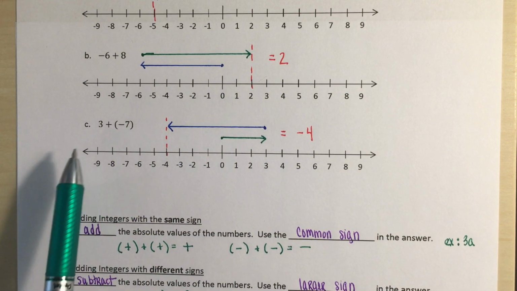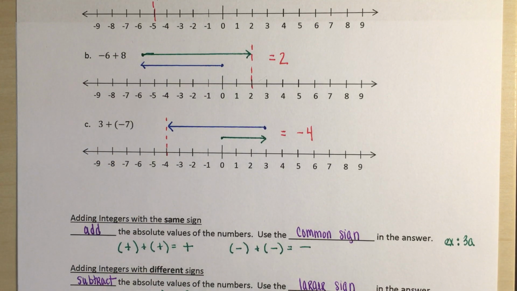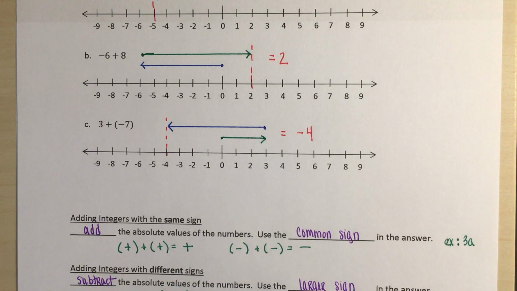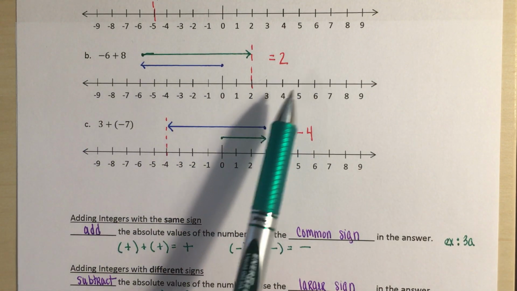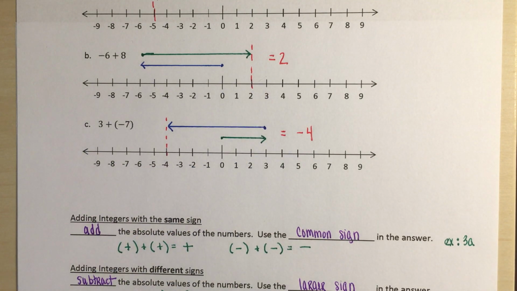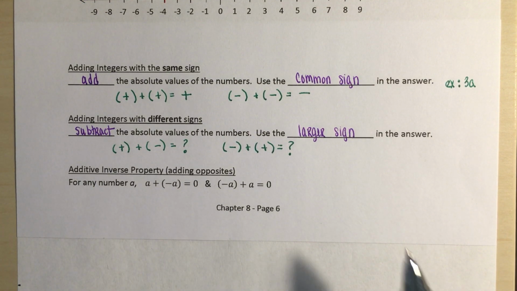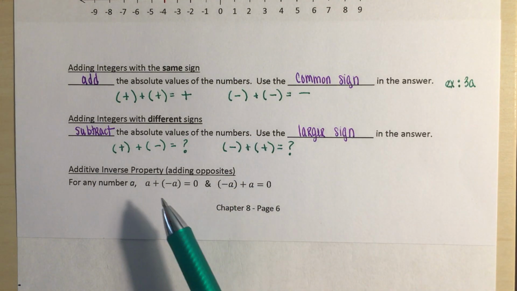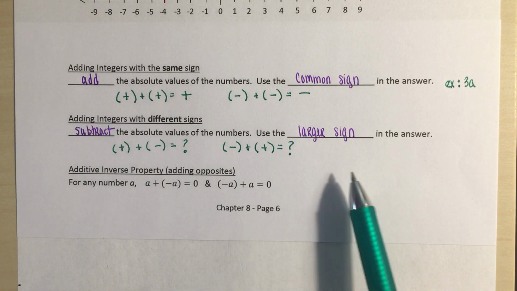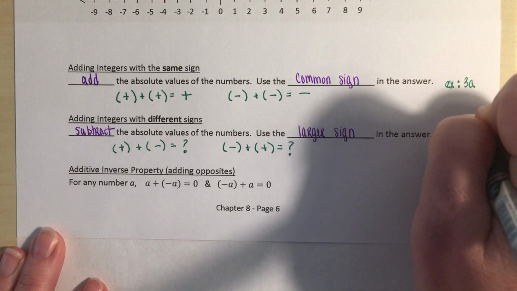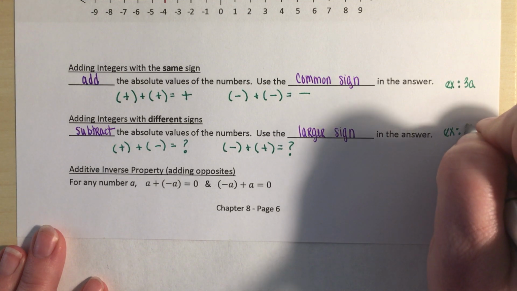Now, if we look at example C, 3 and negative 7, different signs. So we're going to subtract those. 7 minus 3 gives us 4. In this case, our larger number is negative, so our answer is negative 4. So what that means is if your larger number is positive, you go to the right more than you go to the left, so you get a positive answer. If your larger number is negative, you move to the left more and you end up with a negative answer. So with the same sign numbers, we're going to add them and use our common sign in the answer. Different signed integers, we're going to subtract them, and we're going to use the number with the larger sign in the answer. We see that in example 3b and 3c.